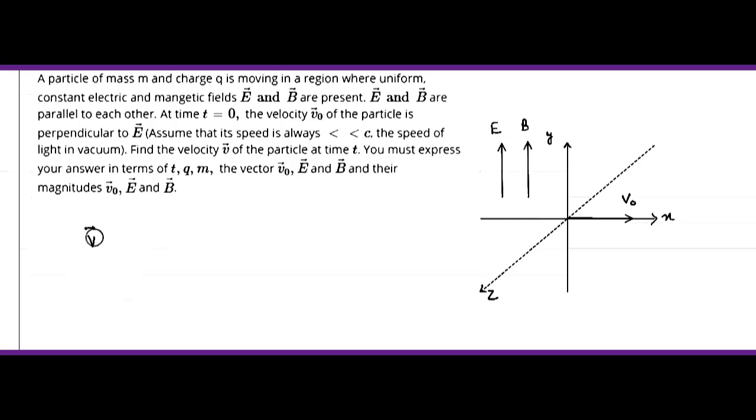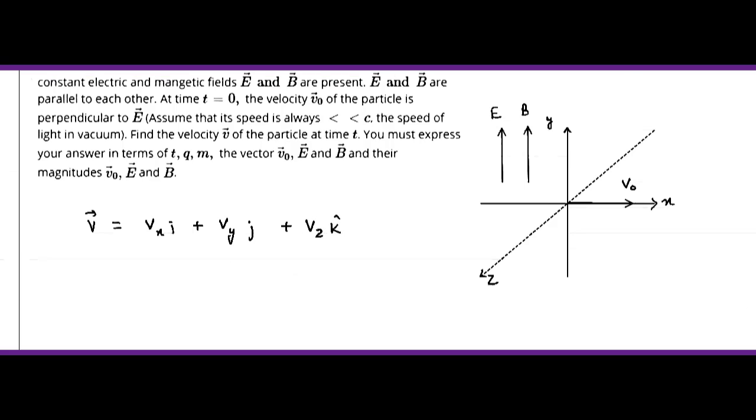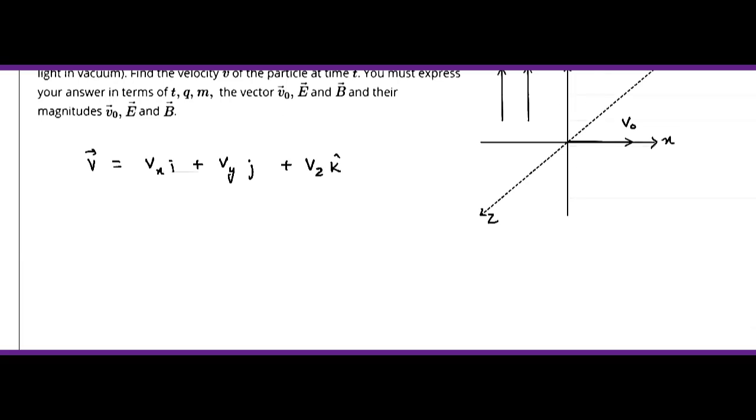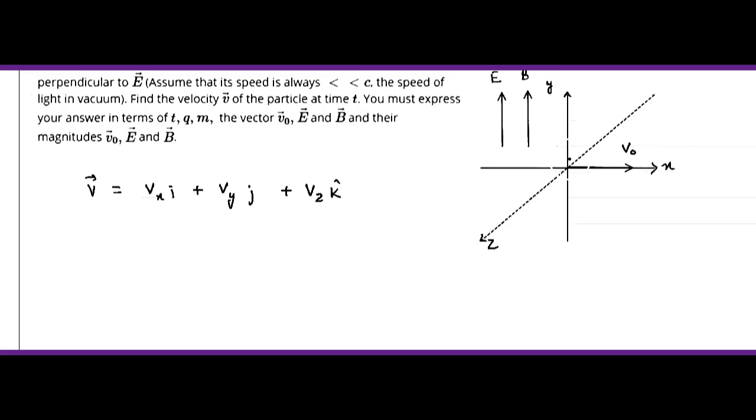We say that V vector at any time would be equal to Vx in I direction plus Vy in J direction plus Vz in K direction. Okay, we can write it like this. Now, what will happen when the particle is moving? For example, let us assume for a moment that there is no electric force. So what is the direction of the magnetic force? F would be equal to Q V cross B.